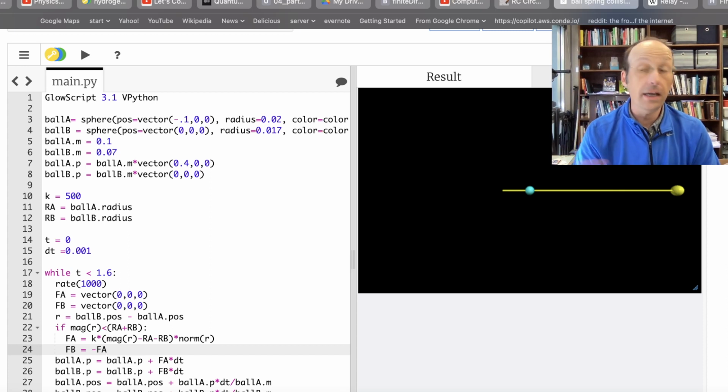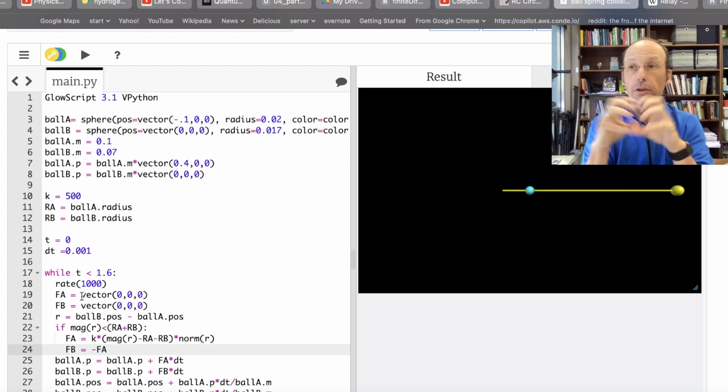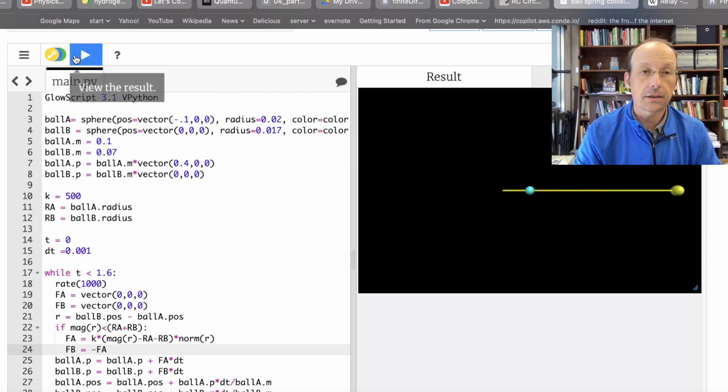And that should work, right? This is an important point up here, is that if they're not overlapping, every time I go back and set the force to 0, and then I'll only calculate the force when they're overlapping. Let's see what happens. I'm a little scared. Okay. So, I think that worked.